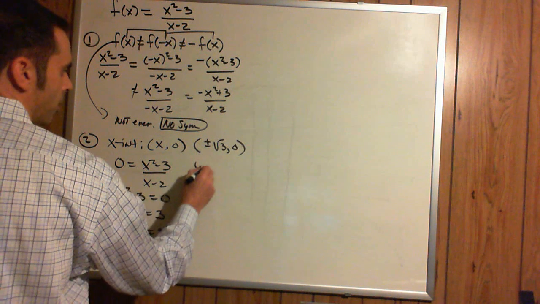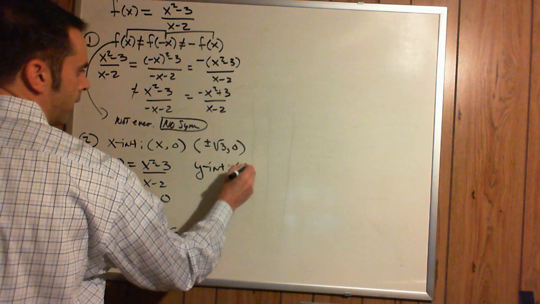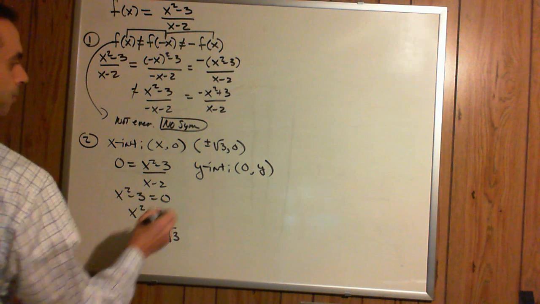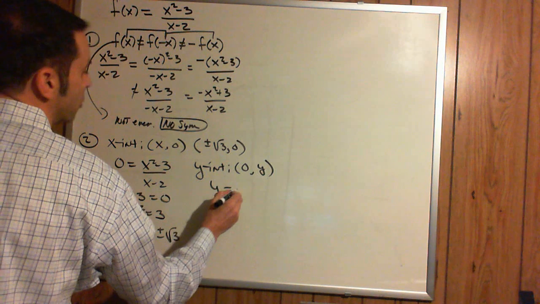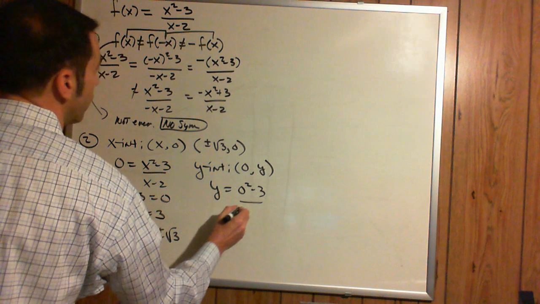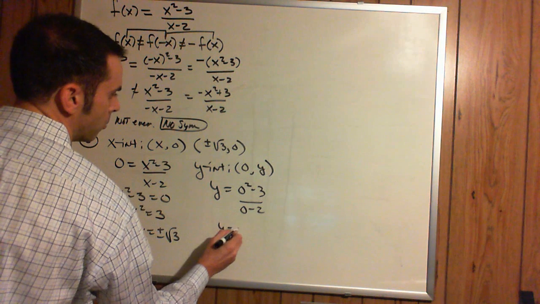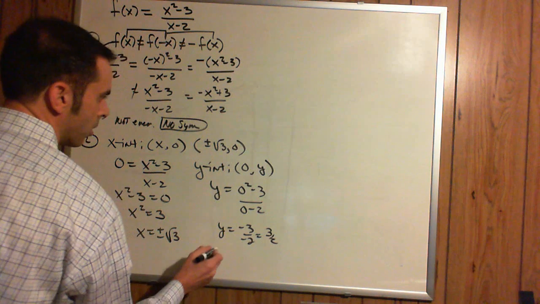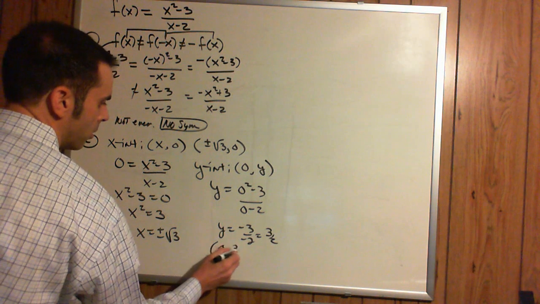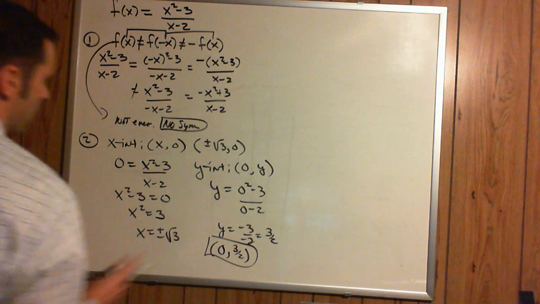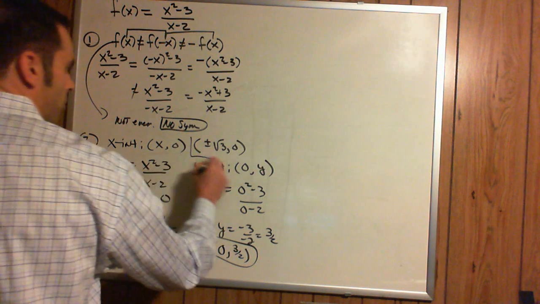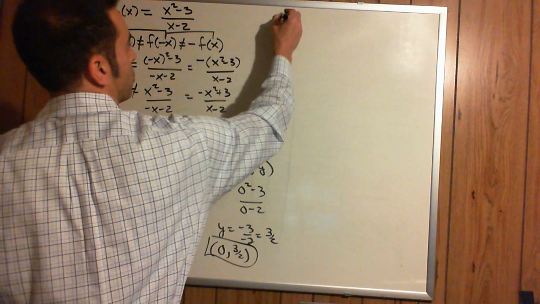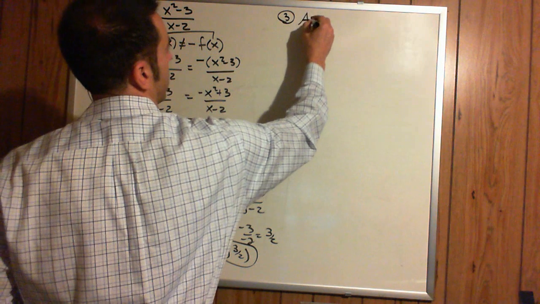The y-intercept is found by letting x be 0 and solving for y. So f of x is y. So y would be equal to (0 squared minus 3) over (0 minus 2). So y would be equal to negative 3 over negative 2, which equals 3 halves. So the y-intercept is 0, comma 3 halves. And these are the x-intercepts again. Next we want to look for any asymptotes. So step 3 is to find any asymptotes.